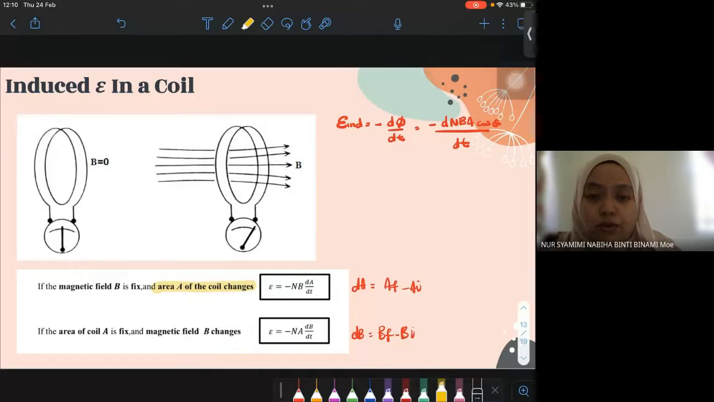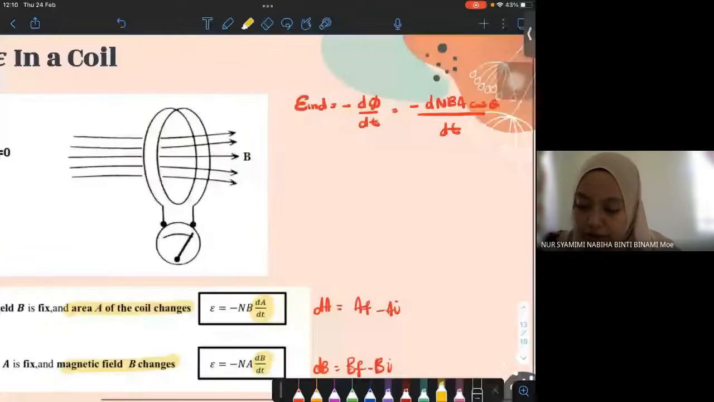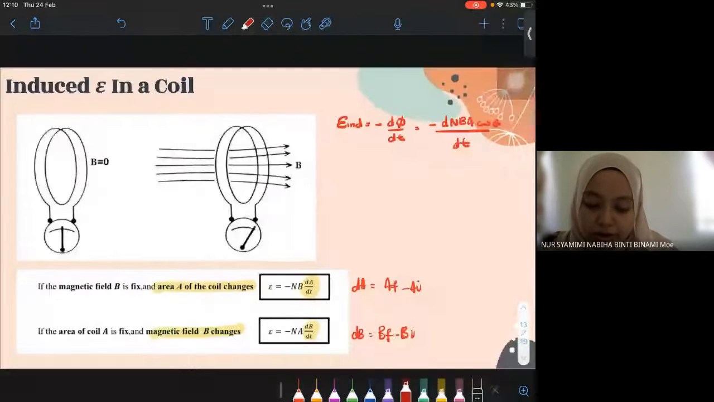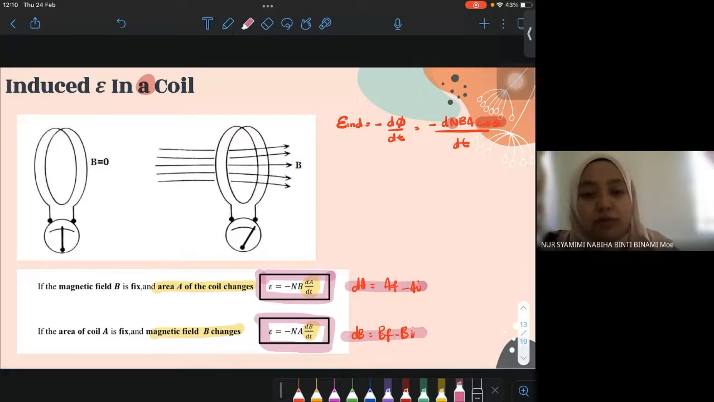So bila area yang berubah, kita perlu differentiatekan benda yang berubah. Okay. Kalau B yang berubah, kita differentiatekan B. So dekat sini, general equation kita, N coil of a coil. Coil maksudnya N nya 1, so kita boleh buang N. Dan cos theta angle between A and B is always 0, so akan jadi 1. So that's why equation untuk coil, this one, this one. And you have to know dA is equals to A final minus A initial, dB equals to B final minus B initial. Okay, saya pergi laju.